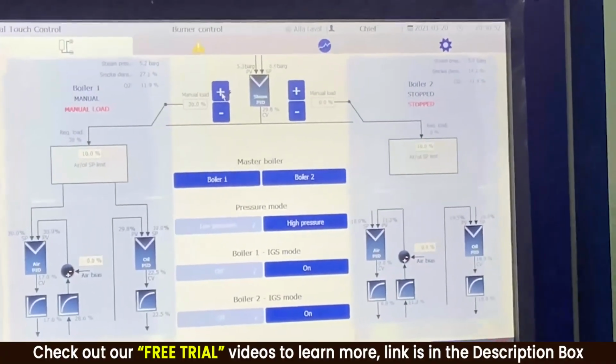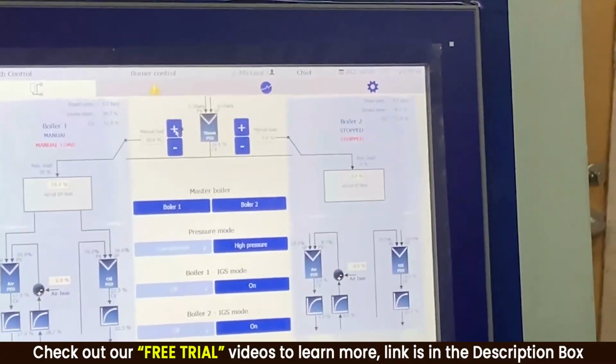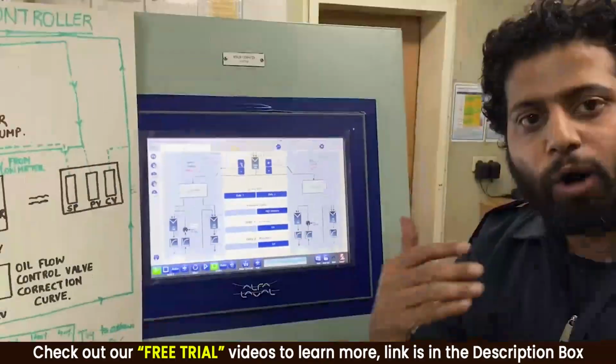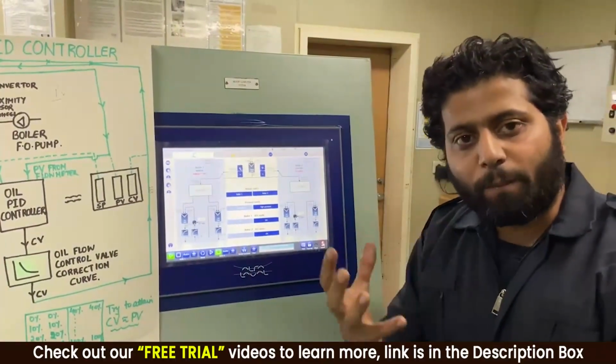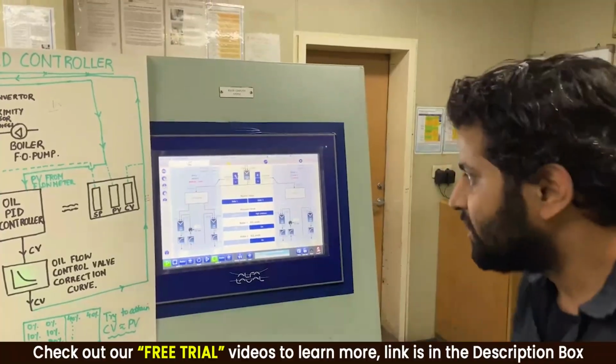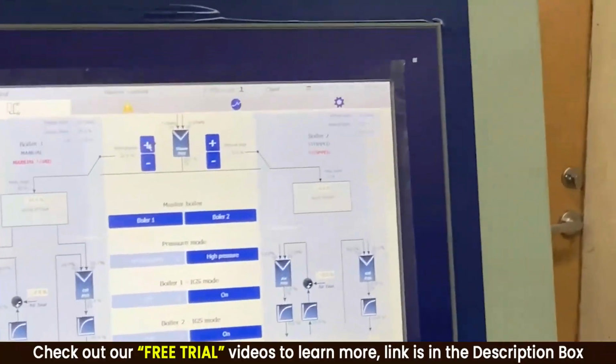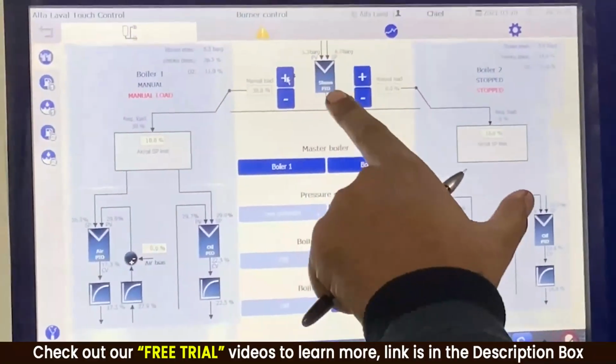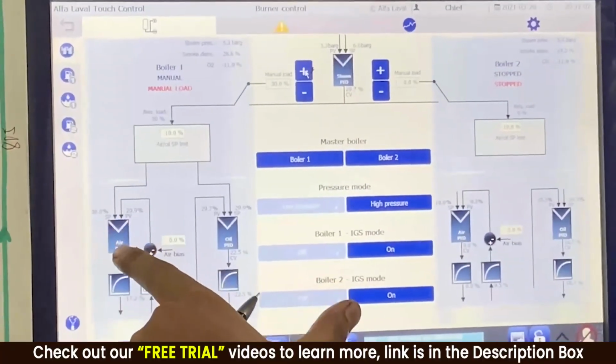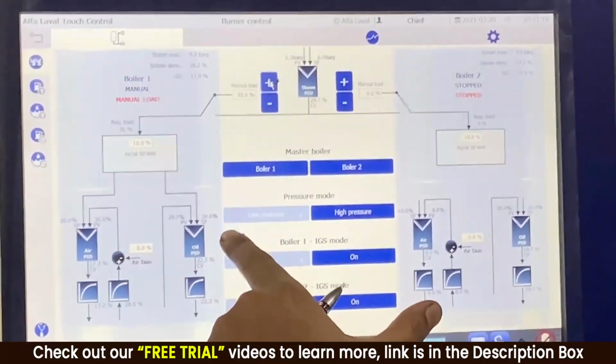Why? We always want that when we increase load or increase fuel, air should increase first and then the oil should increase, so that there is always proper combustion taking place, right? So let me show you now clearly. Have a look, guys. I'll make it 35. When I make it 35, see, first of all this changes, then later on this changes.